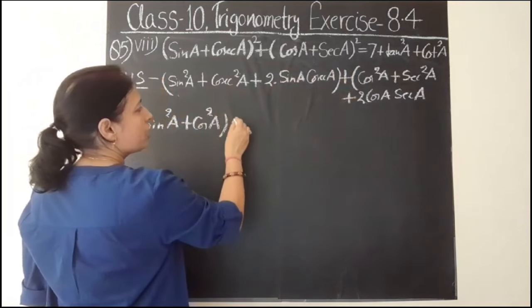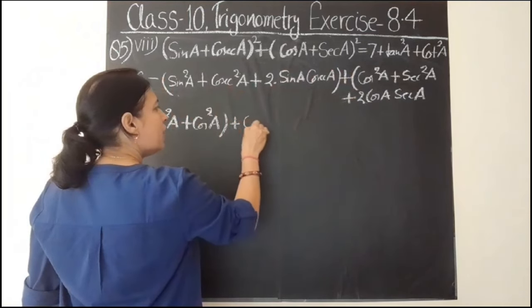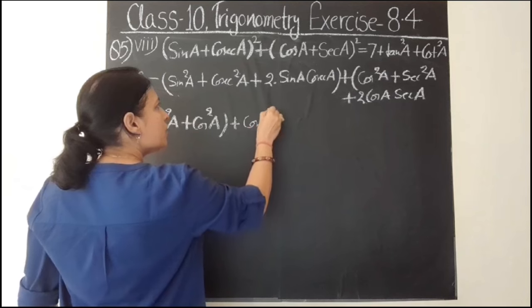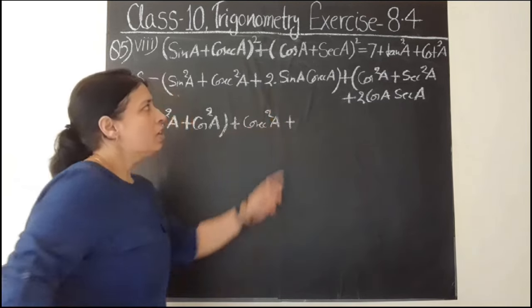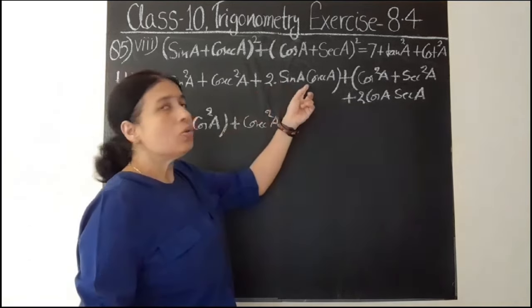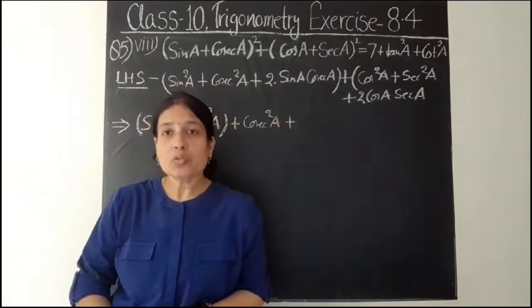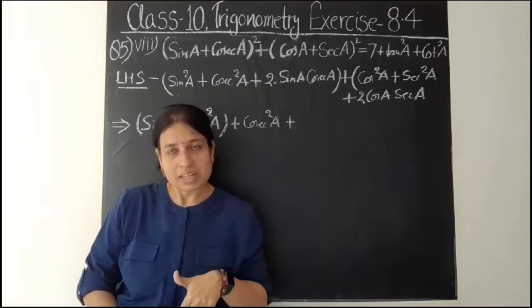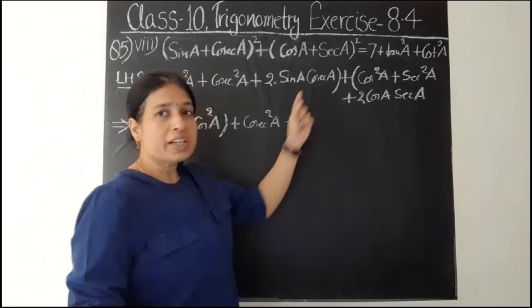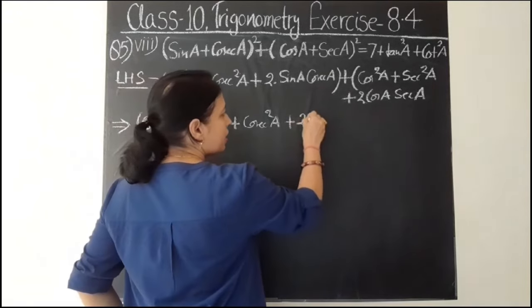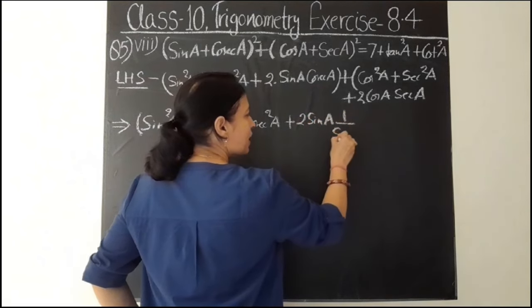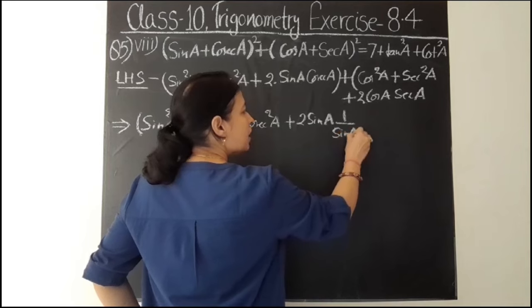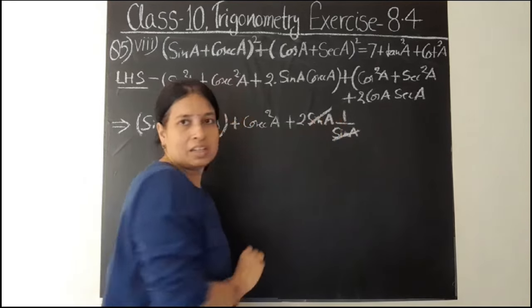Second one is cosec square A. So write it as it is given. So write cosec square A. Plus this one is 2 sin A into cosec A. You know that cosec A is equal to 1 by sin A. So in place of cosec A, write here sin A into 1 by sin A. So this sin A and this sin A will cut.